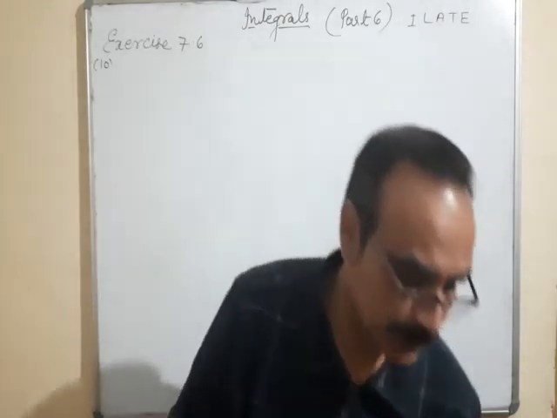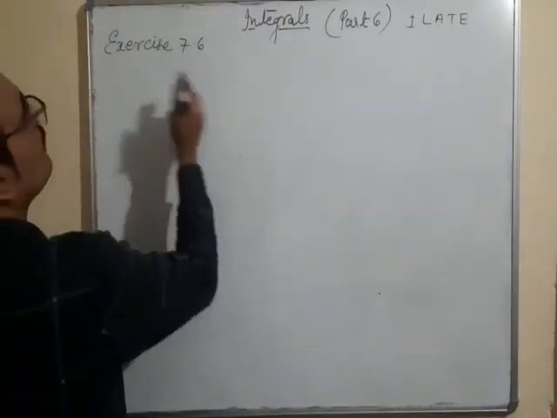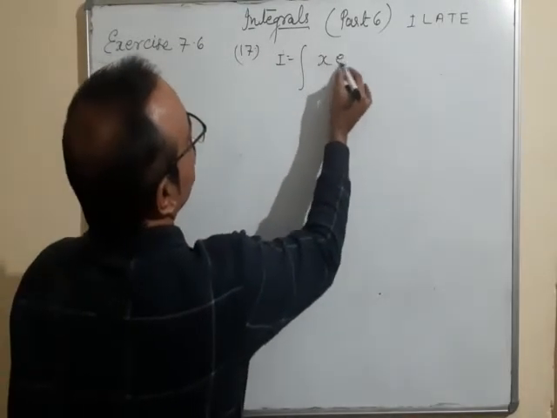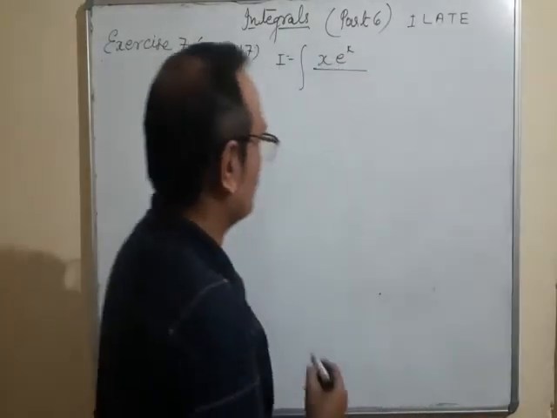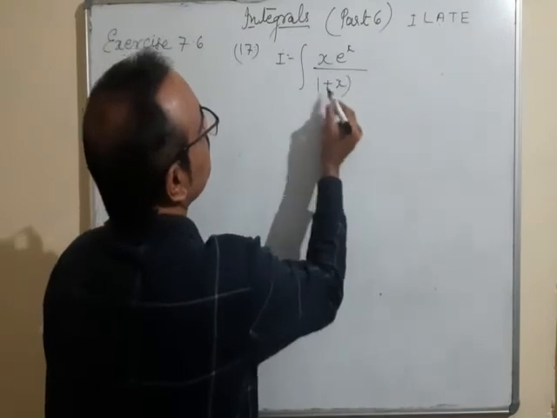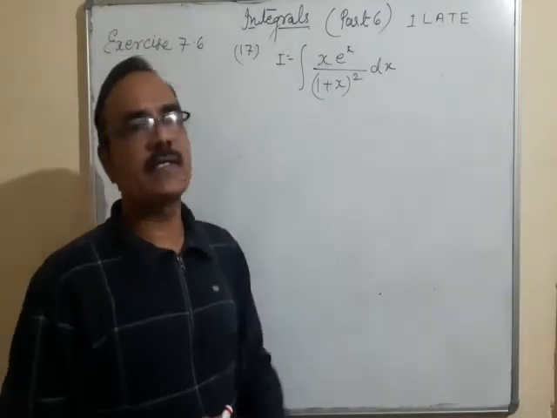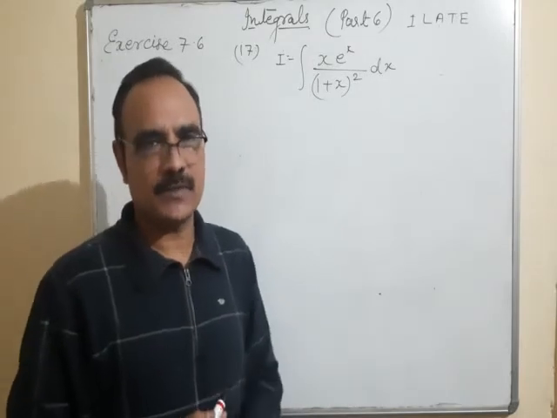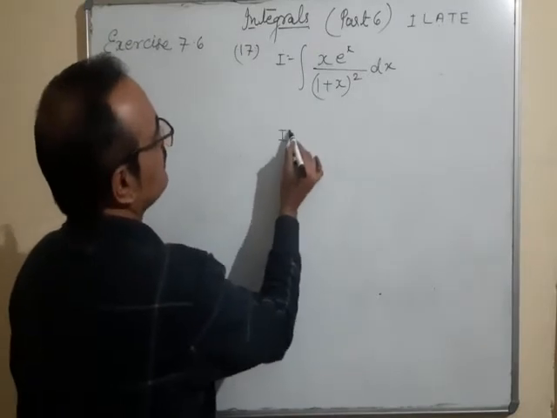17th question, x e to the power x upon (1 plus x) whole square. Question number 17. Whenever e to the power x is there, first of all you will try to make the first function and the second function the differentiation of the first function, so that directly we can write the result. So how to create this term in the form of that?